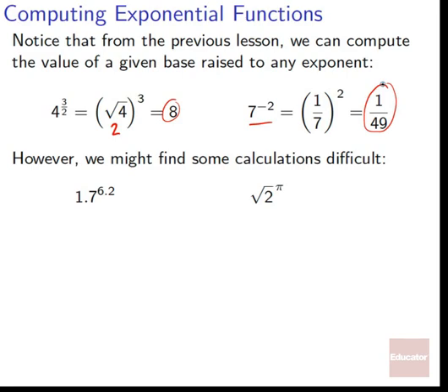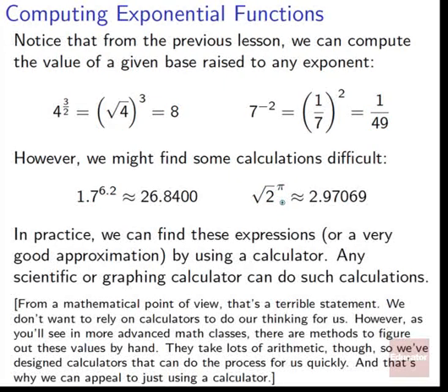But we might still find some calculations difficult. Like, if we had 1.7 to the 6.2, that'd probably be pretty hard to do. Or the square root of 2 to the pi, these would be really difficult for us to do. So how do we do them? In practice, we just find these expressions, or a very good approximation, by using a calculator. We can get as many digits in our decimal expansion as we want. We can just find as many as we need for whatever our application is, whatever the problem asks for, by just using a calculator. Any scientific or graphing calculator can do these sorts of calculations.